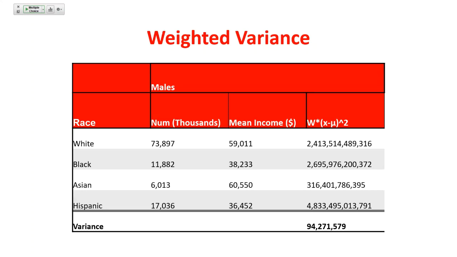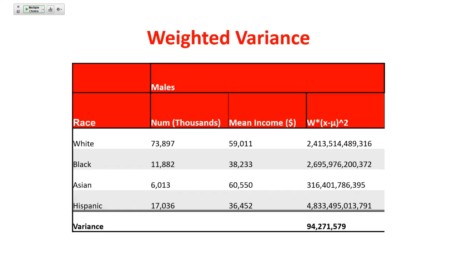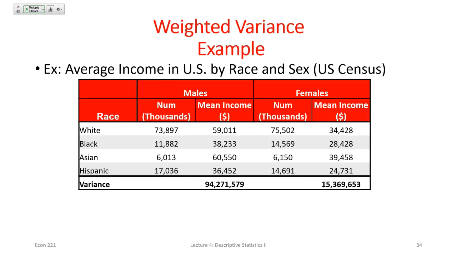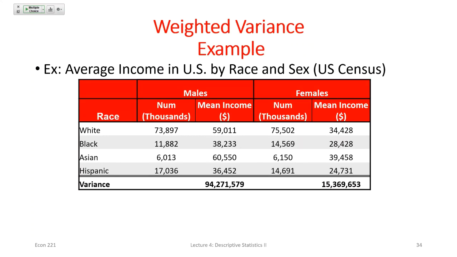That's my numerator. The final thing was divide by n, where I said here, really that's the sum of my weights. So here I'd be dividing by the sum of my weights. It didn't show that additional step, but if you add these up and divide by the sum of your weights, that's how we get that variance value.